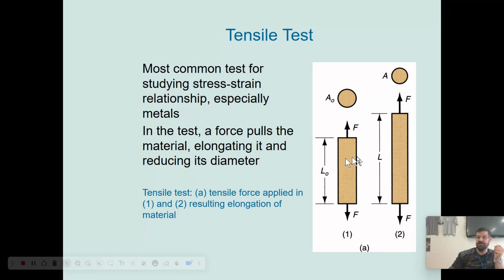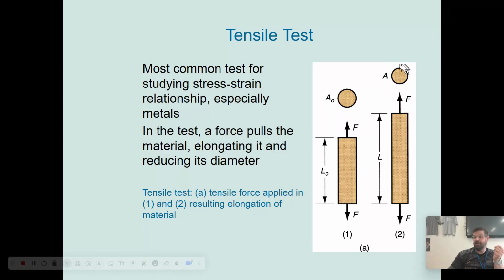If you were to take this cylinder and cut it along a line like from here to here, and look at it, you would see a cylinder, you'd see a circle, right? What the tensile strength test does is it pulls upwards with a force F, and it pulls downward with a force F. And when it pulls on that cylinder of material, the cylinder lengthens, it gets longer, right?